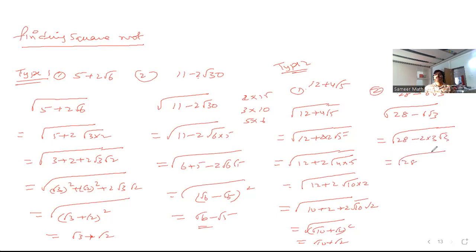You take 28, and take this 2, and 3 inside. If you take 3 inside, what is going to happen? 9 into 3 is 27. 27 into 1 is suitable. So you can write it as 27 plus 1 minus 2 root 27 root 1. So your answer is root 27 minus 1 whole square, or root 27 minus 1, you can say. This is type 2. We'll move straight on to type 3.